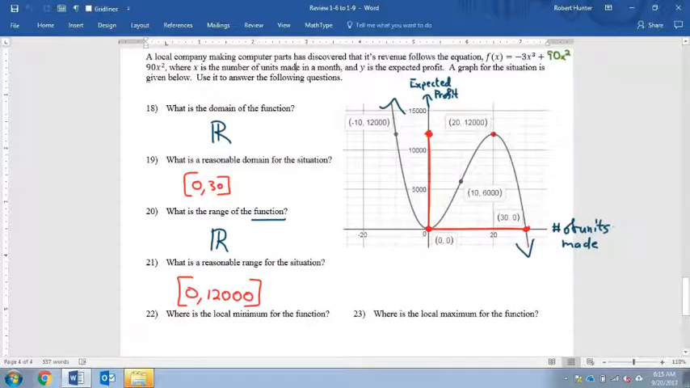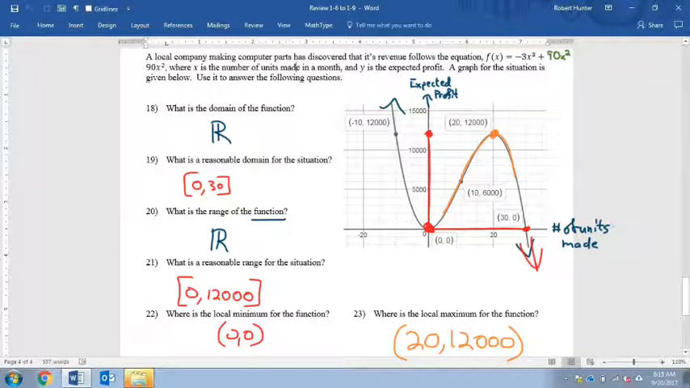Okay. Where is a local minimum? Remember, local minimum is just where it turns around. It's like a minimum for the parabola, but yes, it keeps on going forever, but this is our local minimum right here at 0, 0. Where is the local maximum? Where does it turn around and go the other way? Well, the graph goes up and turns around right there. So the local maximum is at 12,000.